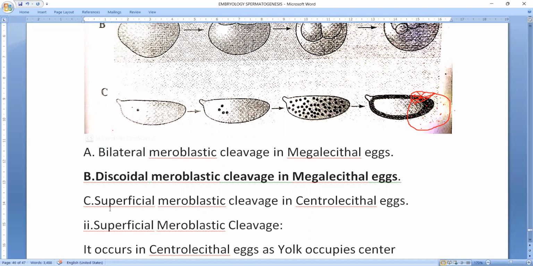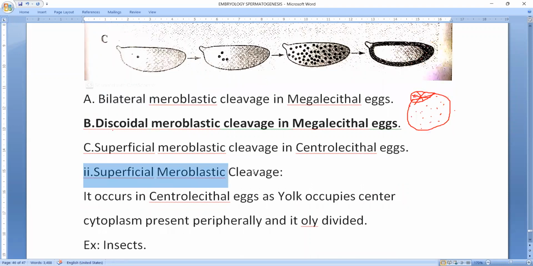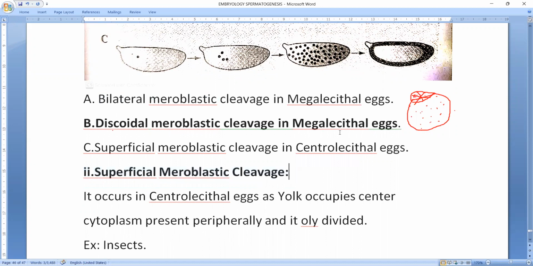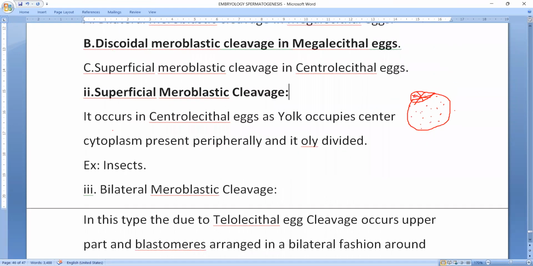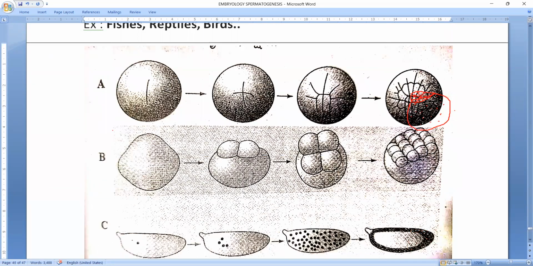Another one is superficial meroblastic cleavage. Simple, as here the yolk is restricted to the center of the egg. So cytoplasm is located here, and only the division takes place here. This is called the superficial type of meroblastic cleavage. The example is very, very important: the insects.